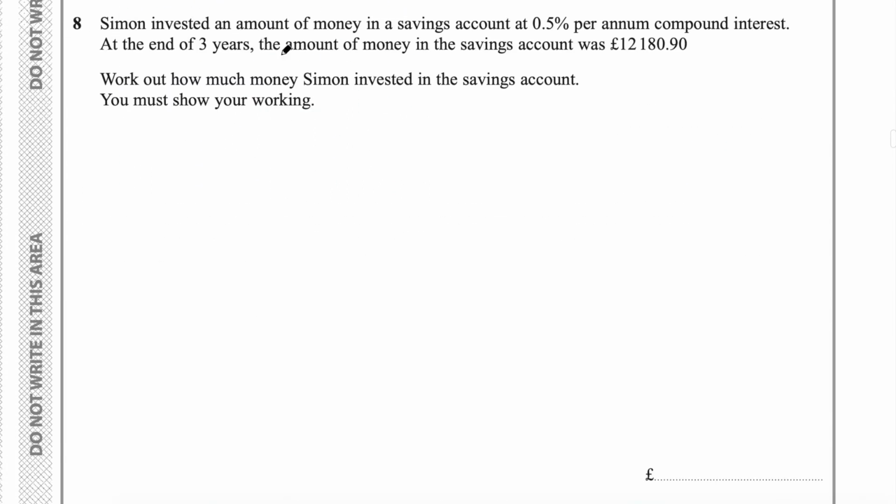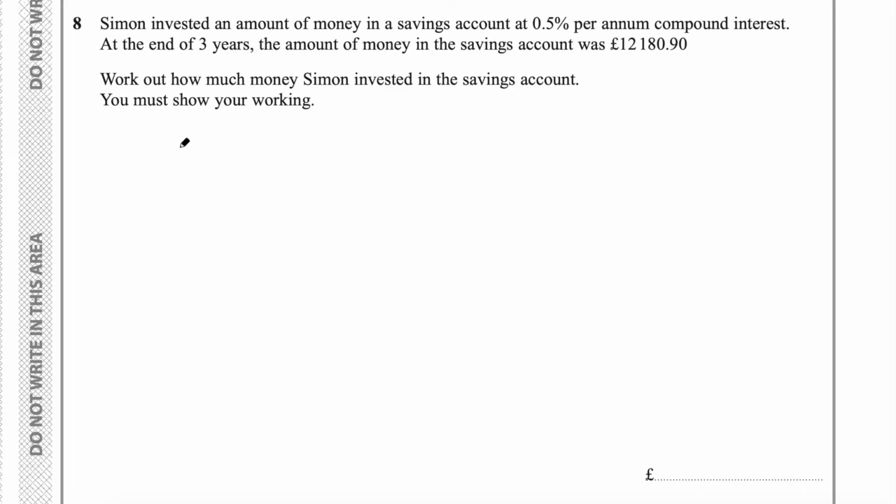Question 8 says Simon invested an amount of money in a savings account at 0.5% per annum compound interest. At the end of 3 years, the amount of money in the savings account was 12,180.90. Work out how much money Simon invested in the savings account. You must show your working. Okay, the compound interest formula is going to help us here.